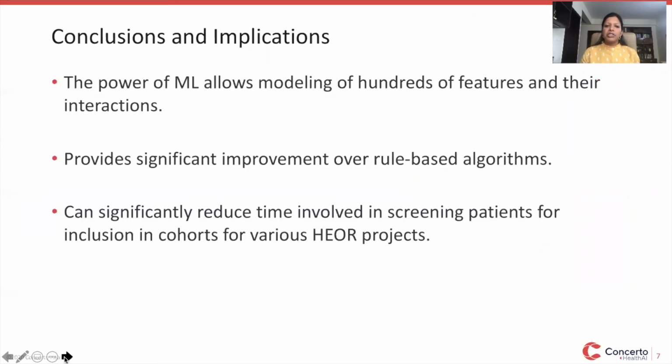So in conclusion, we see that the power of machine learning allows modeling of hundreds of features and their interactions, and this in turn, we believe, provides significant improvement over rule-based algorithms. We believe that this model can be used to significantly reduce time involved in screening patients for inclusion in cohorts for various health economics outcomes research projects.